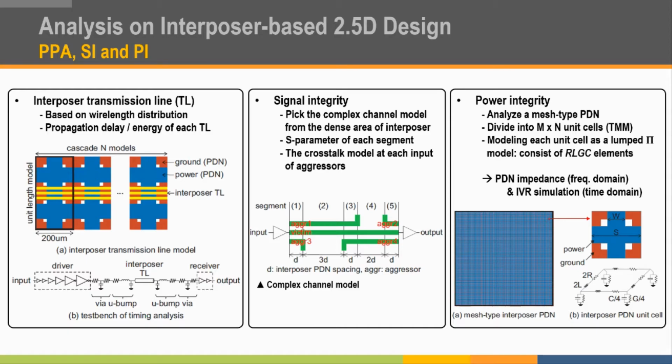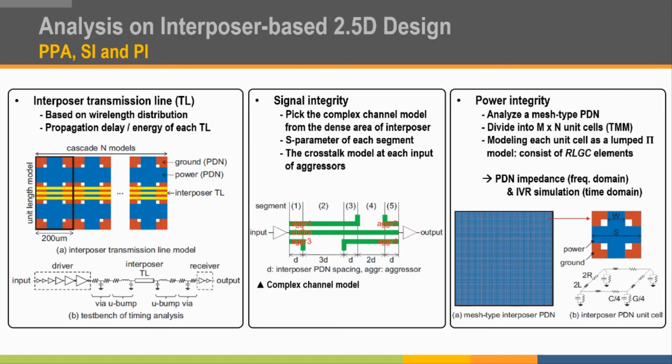For signal integrity, we first choose the complex channel model from our interposer design as shown in the figure. The channel model is then divided into 5 segments, and all are characterized to S-parameter models. We import segment models into Keysight ADS and run simulation with the data rate of 1 Gbps and the crosstalk model at each input of the aggressor.